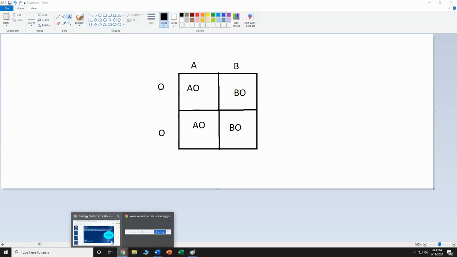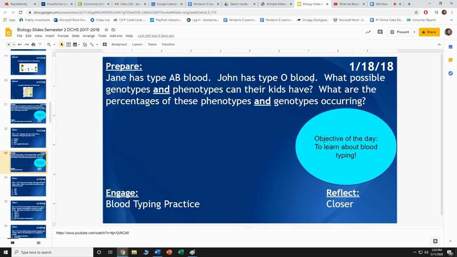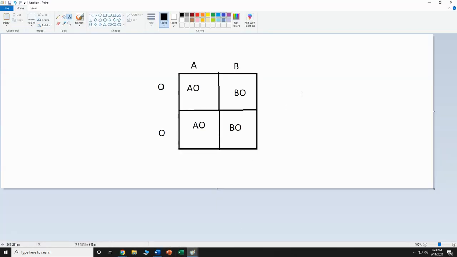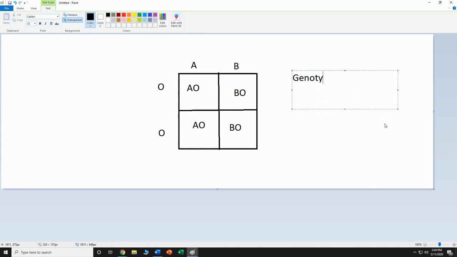Okay, back to the problem. What possible genotypes and phenotypes can their kids have? All right, and what are those percentages of them occurring? So the genotypes that they can have are AO, which is going to be there 50% of the time, 2 out of the 4, and also BO, which is also going to be there 50% of the time.